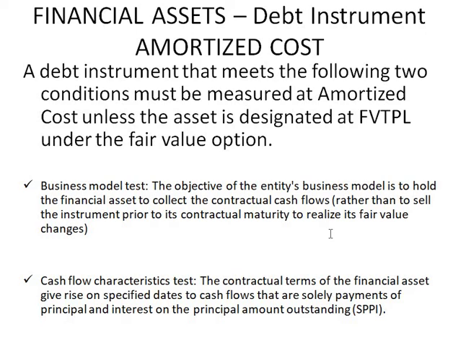So when an entity invests in a debt, that entity has the right to claim the principal amount as well as interest on the principal amount outstanding. If an entity meets these two conditions, the business model test and the cash flow characteristics test, then that entity qualifies to measure its debt instrument using the amortized cost. So let's take note of these two conditions.